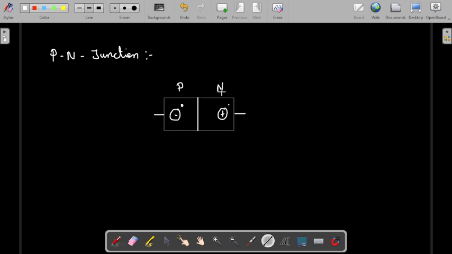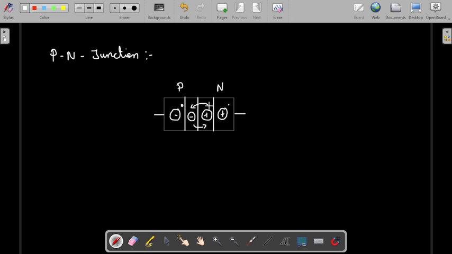Then there will be some separation. That we will call a depletion layer. Some separation will happen between the two sides, so this is what the separation layer looks like. Here the holes from this side will move to this side, and the electrons from here will move to this side. So here there is a movement.